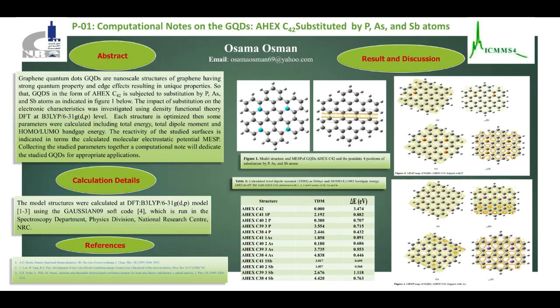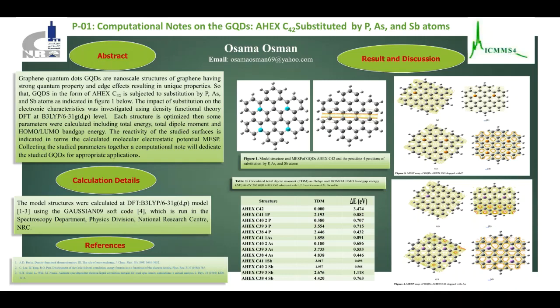Poster number 1, presented by Professor Osama Osman, titled Computational Notes on the Graphene Quantum Dots Substituted by Phosphorus, Arsenic, and Antimony Atoms. Graphene quantum dots are nanoscale structures of graphene having strong quantum properties and edge effects that result in unique properties. As shown in Figure 1, a graphene quantum dot in the shape of an armchair hexagonal C42 is subjected to substitution by phosphorus, arsenic, and antimony atoms.